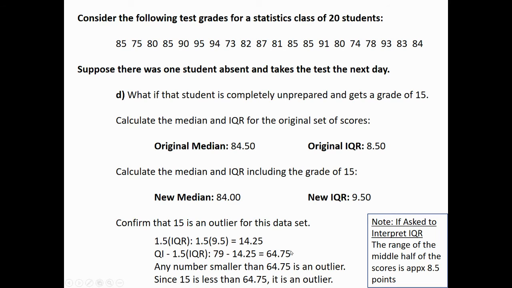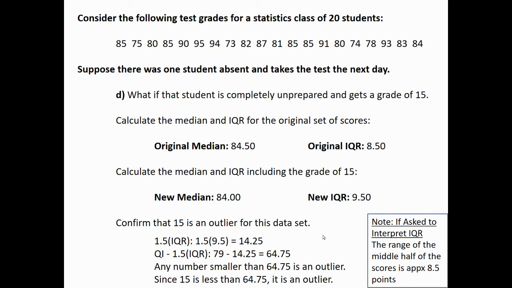Now, if we were checking an outlier on the high end, we would take that 14.25, add it to Q3, and that would give us what's known as the upper fence. Any number bigger than that would be an outlier on the high end. We don't really have to worry about that for this particular question.